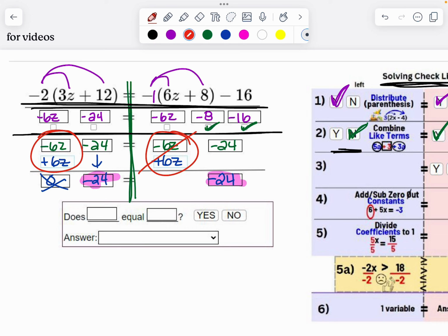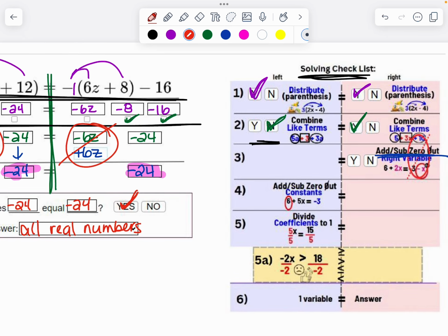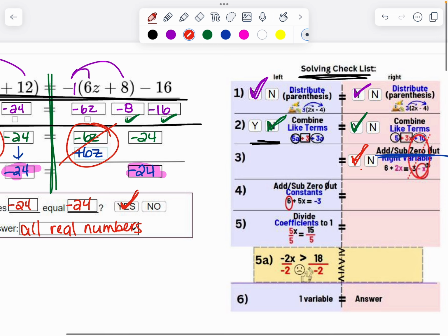So the question you need to ask yourself is, does negative 24 equal negative 24? It does. So because it does, and this is a special circumstance, when your x's cancel on both sides and you have 2 equal numbers, it is all real numbers. That means x can be, or z in this case, can be any number at all. And make sure you select yes here because we did 0 out that function.